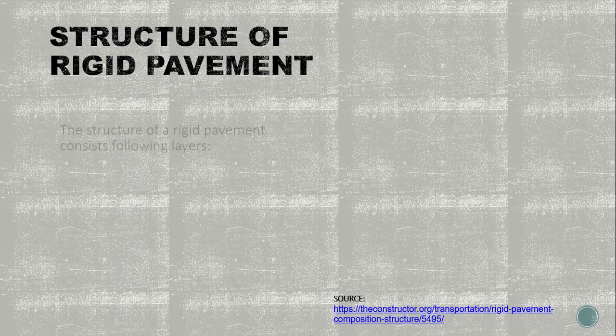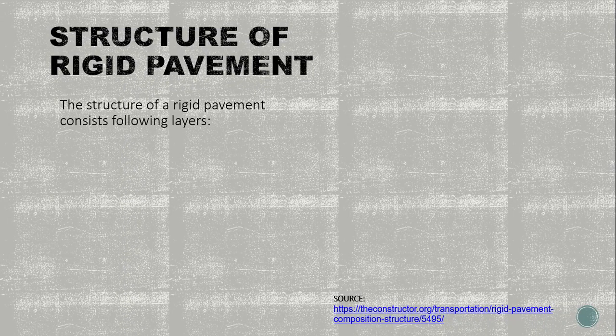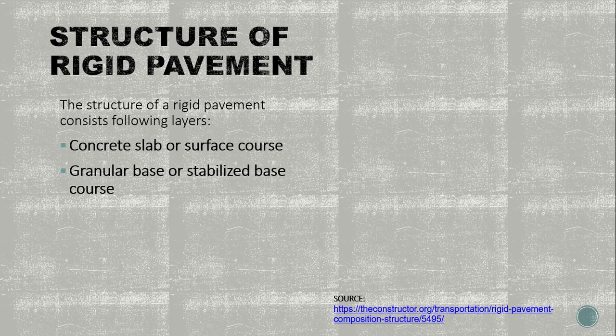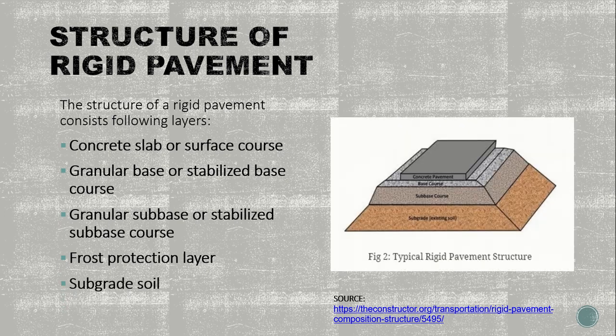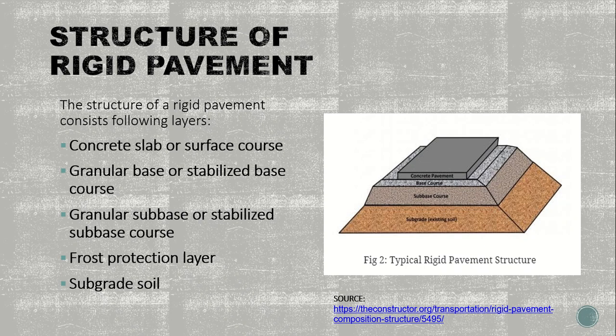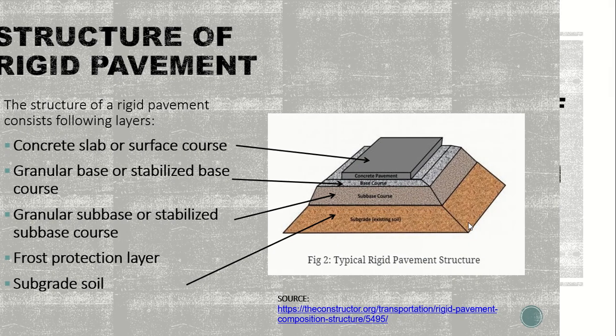The structure of rigid pavement. The structure of a rigid pavement consists of the following layers: the concrete slab or surface course, the granular base or stabilized base course, the granular subbase or stabilized subbase course, the frost protection layer, which is optional, and the subgrade soil. So here is a typical rigid pavement structure figure. This is the concrete pavement, the base course, the subbase course, and the subgrade or the existing soil.